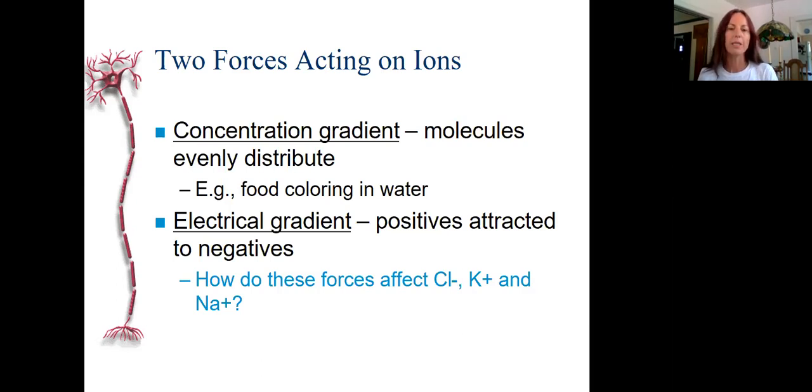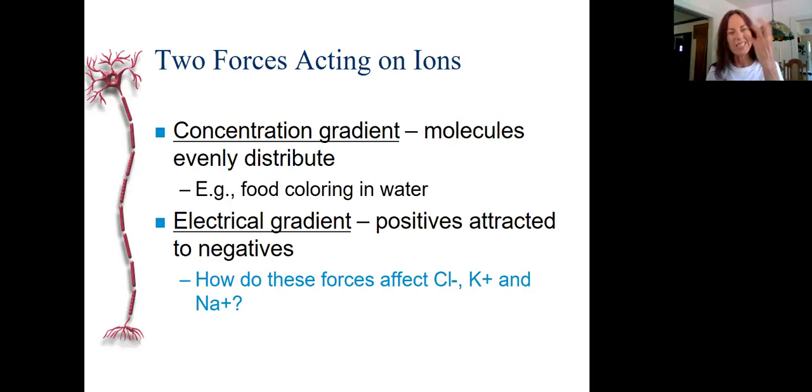The electrical gradient is one you're probably familiar with from working with magnets or whatever. The electrical gradient is just that positives are attracted to negatives. So if you have a negative 70 millivolts inside the neuron, you can imagine that you have some sodium out here. Remember, sodium is a positively charged ion. It's going to want to come inside the neuron, right?